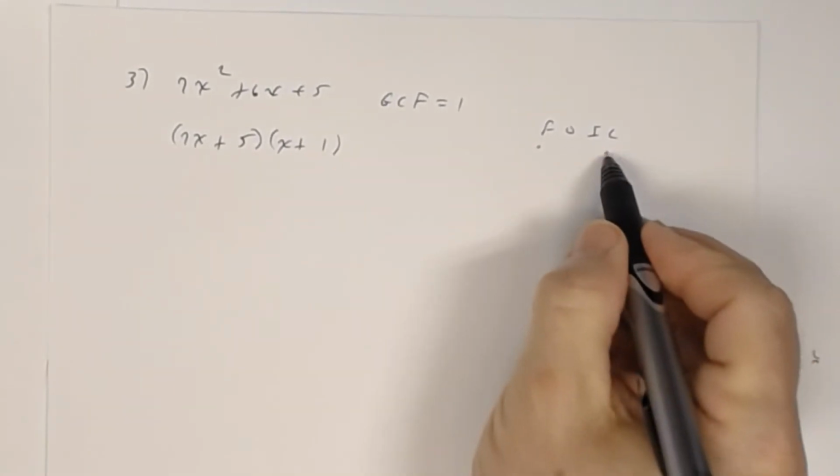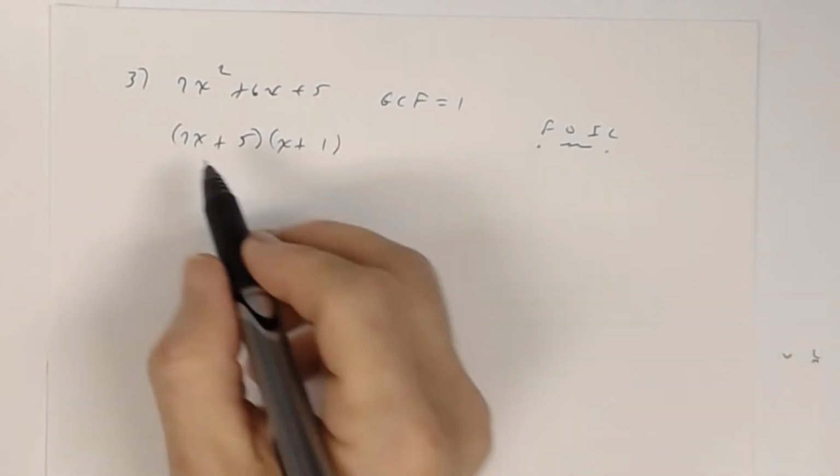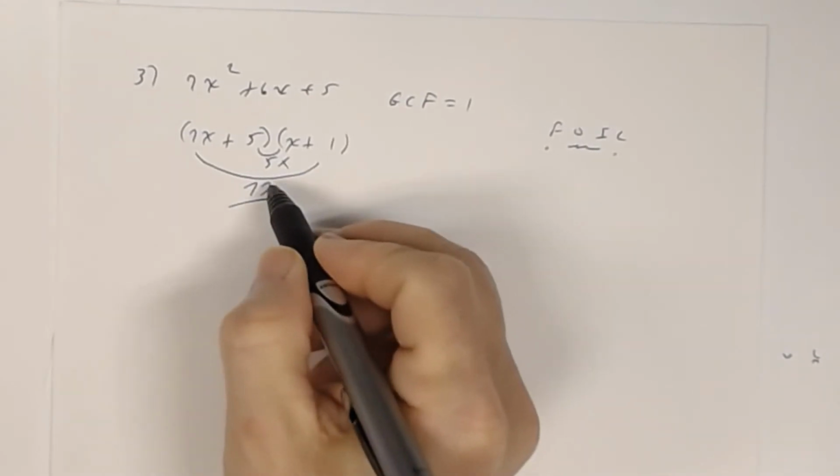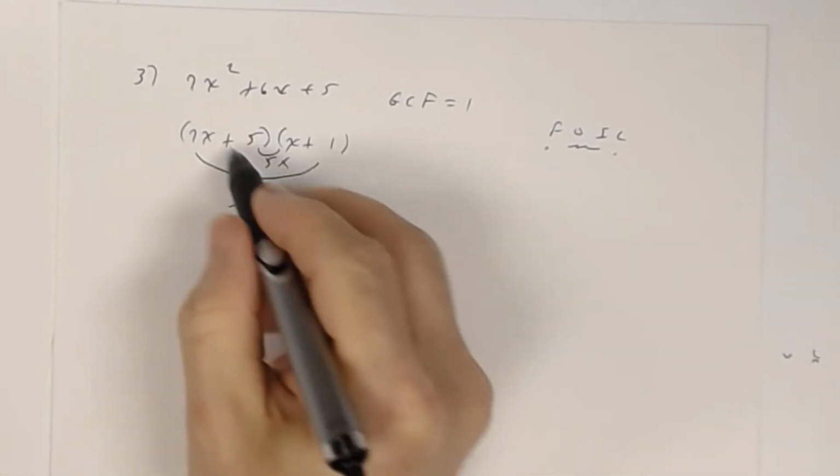So that takes care of the last. Now all I've got to do is check the outer and the inner. So look at the outer. The outer is 7x. The inner is 5x. When I add them up, I get 12x. That's not what I wanted.